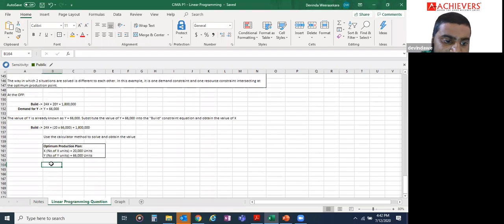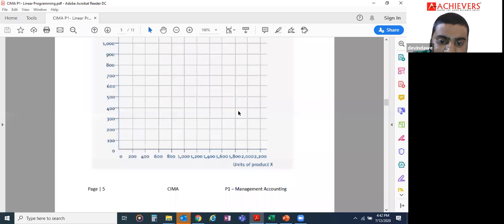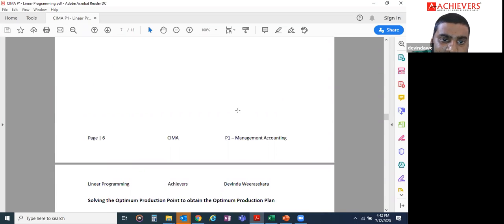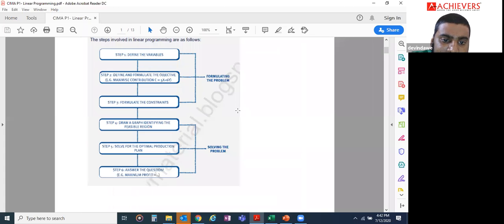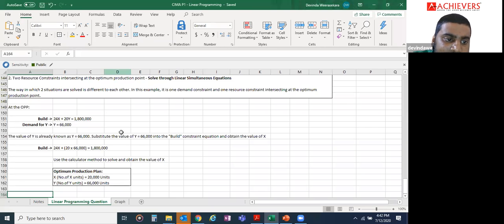So to finish off the question, guys, there is one more thing that the question is asking. The question is asking the maximum profit, right? If you go to the question, the question is asking the maximum profit for the quarter. So let's calculate that part also.